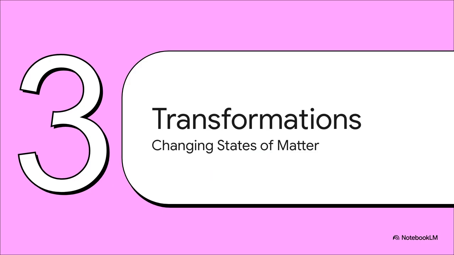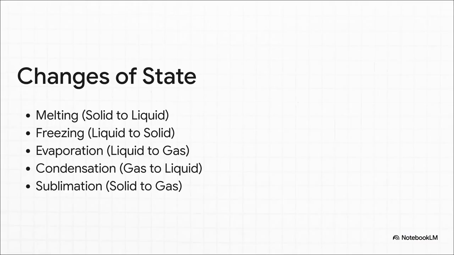Which leads us to Section 3, Transformations, Changing States of Matter. So, we know matter can exist as a solid, a liquid, or a gas. But how does it switch from one identity to another? The trigger for all of this is temperature. Here are the specific pathways matter takes to transform.